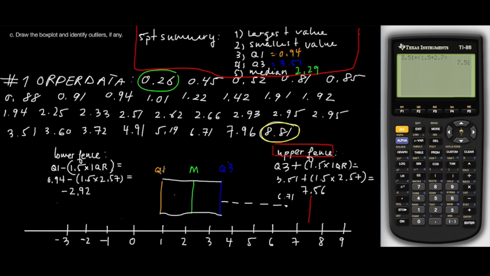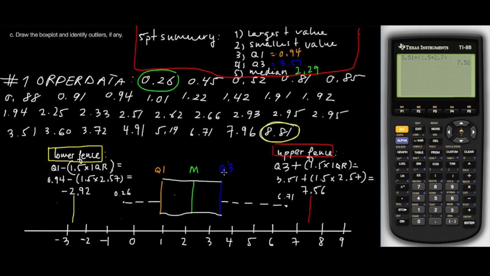Now, let's do the left-hand side. We know that the lower fence is at -2.92, so that is right around here. So that is my lower fence. And I want to know what is the last data point before I hit the fence. So the last data point here actually goes all the way to our smallest value, which is at 0.26. So that is right around here. So that is the limit for our whisker, 0.26.